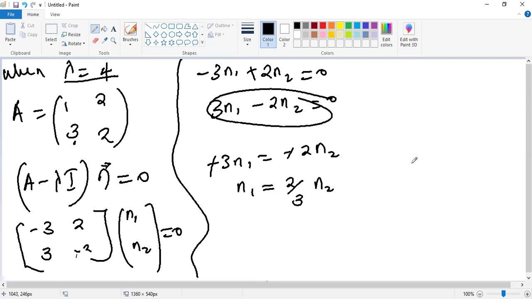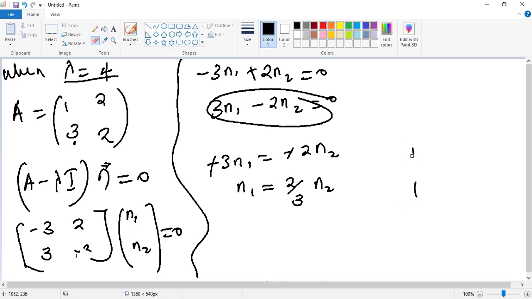Okay, so if we write, let N1 be 1, we can write, if N1 is equal to 2 over 3, let's say N2 is 1, then N1 will be equal to 2 over 3.